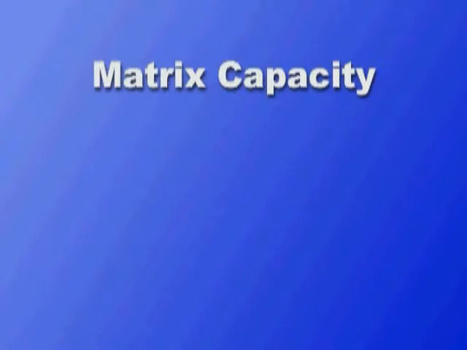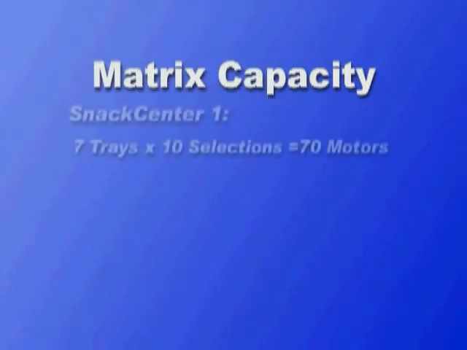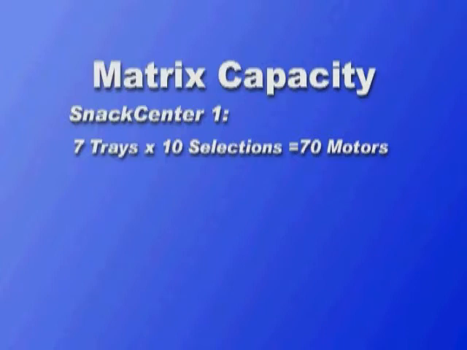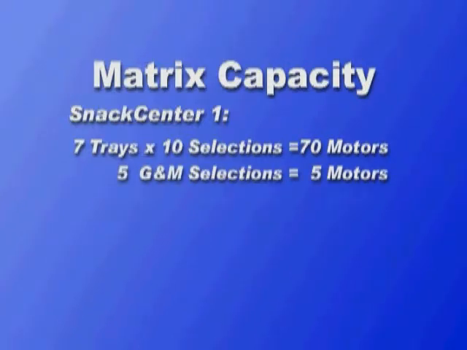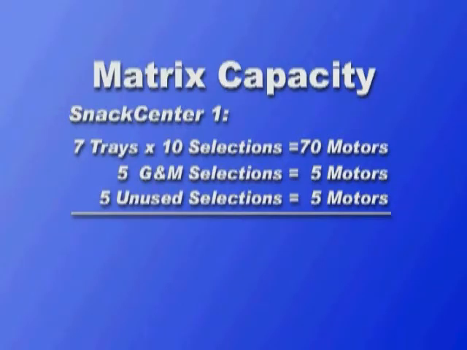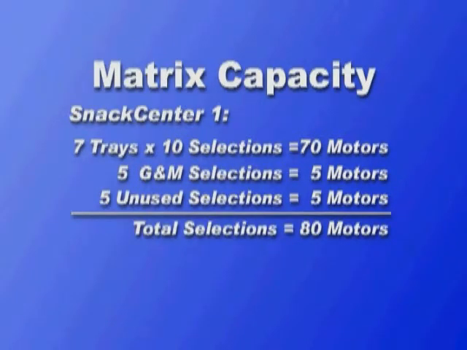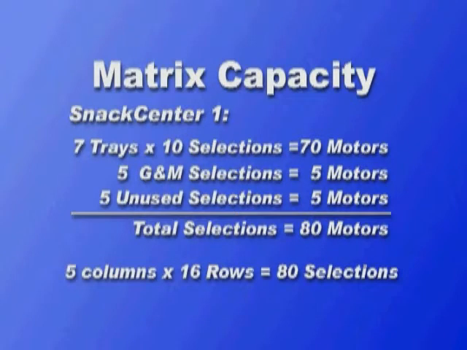The Snack Center 1 is capable of handling up to 7 trays with 5 or 10 selections per tray. The Snack Center 2 can handle 4 to 8 selections per tray depending on the tray configuration. In addition, a 5-selection gum and mint unit and 5 additional selections not presently used are available for a total of 80 possible motors. The matrix consists of 5 column lines and 16 row lines.